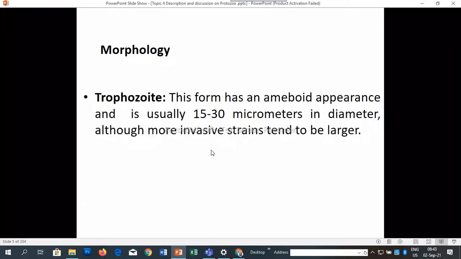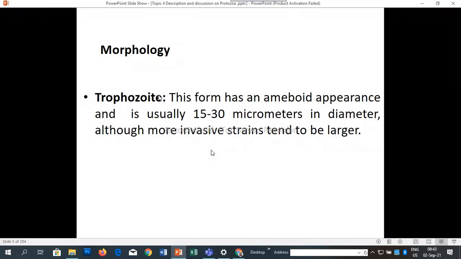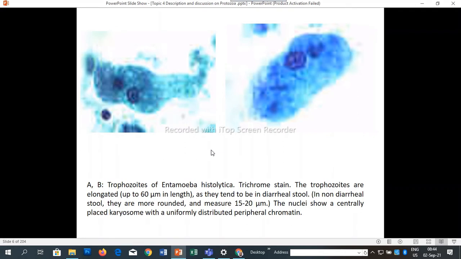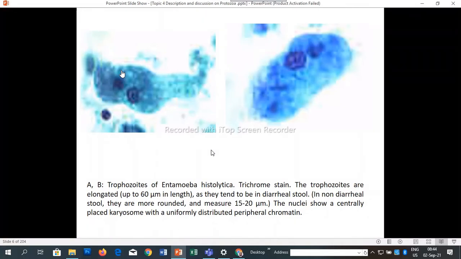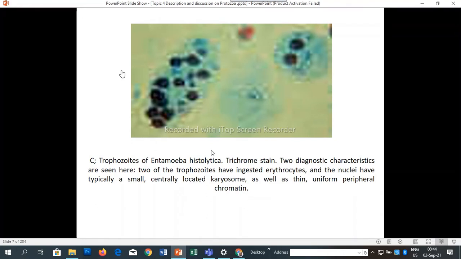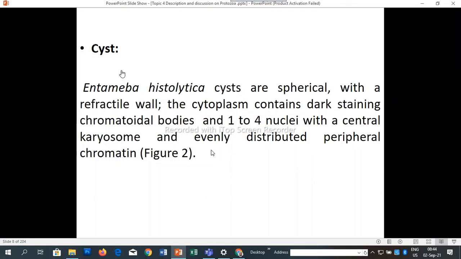This parasite has two morphologies. One is a trophozoite and another one is a cyst. The trophozoite has an amoeboid appearance and is usually 15 micrometers in diameter, but the invasive strain tends to be larger than this. On the trichrome stain, you can see the trophozoites, how they look after staining. Also, this is a trophozoite or vegetative form, moving with pseudopodia. Pseudopodia are also known as false feet.